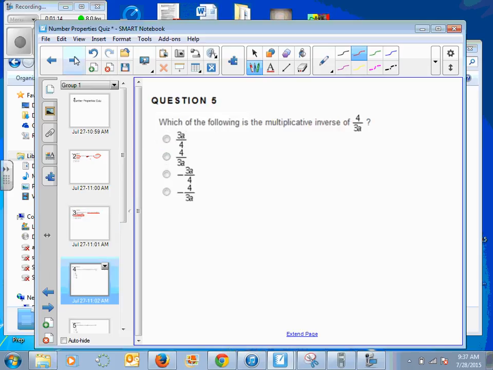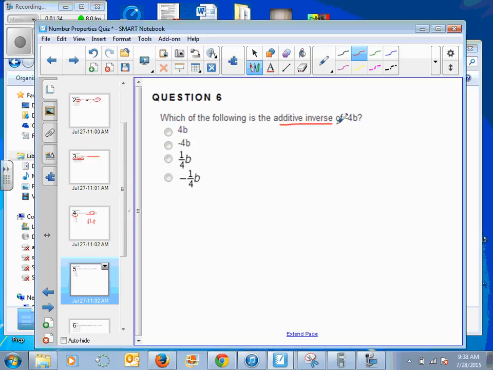Okay, which of the following is the multiplicative inverse of 4/3, or 4 over 3a? Okay, anytime we think about inverse, just think we're going to flip it. Okay, so we're just flipping everything. So a multiplicative inverse of 4 over 3a, then we flip it, 3a over 4.